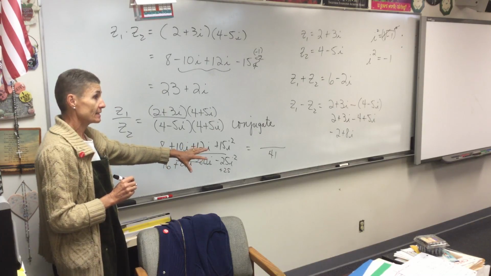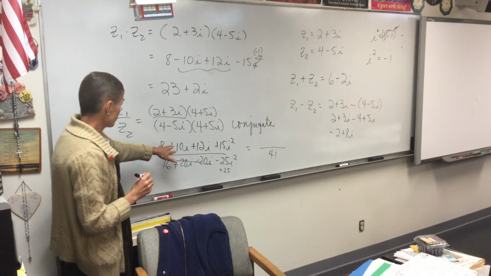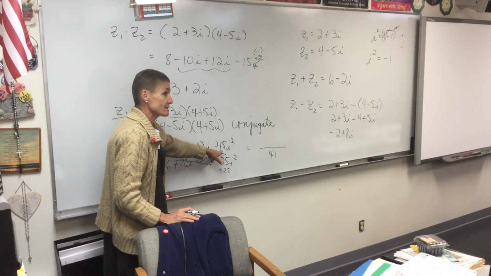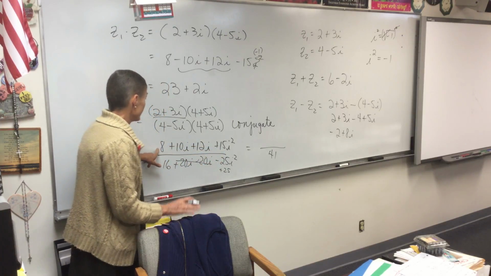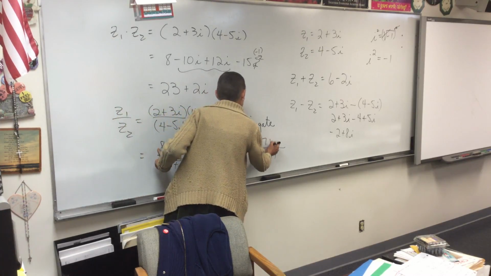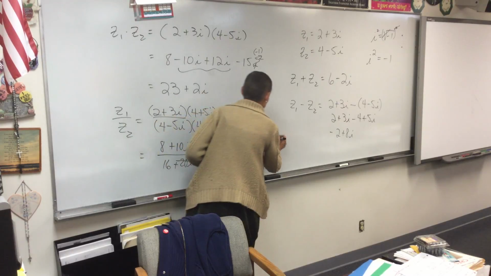Keep an eye on my arithmetic, is that okay? And then what's your numerator? Well, that's negative 15. So I have negative 7 plus 22i over 41.